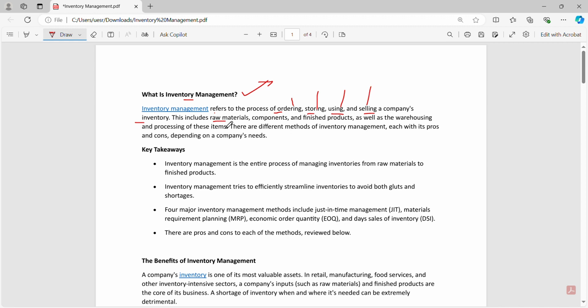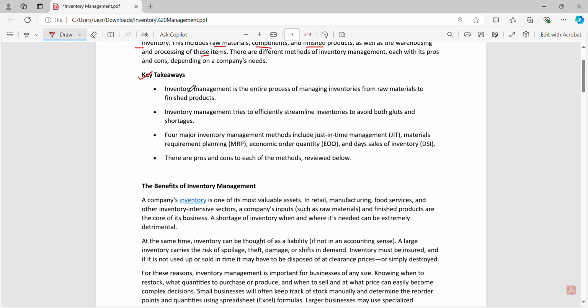This includes raw materials, components, finished goods, as well as the warehousing and processing of these items. There are different methods of inventory management, each with its pros and cons depending on a company's needs. So, key takeaways: inventory management is the entire process of managing inventories from raw material to finished goods. Inventory management tries to efficiently streamline inventories to avoid gluts and shortages.